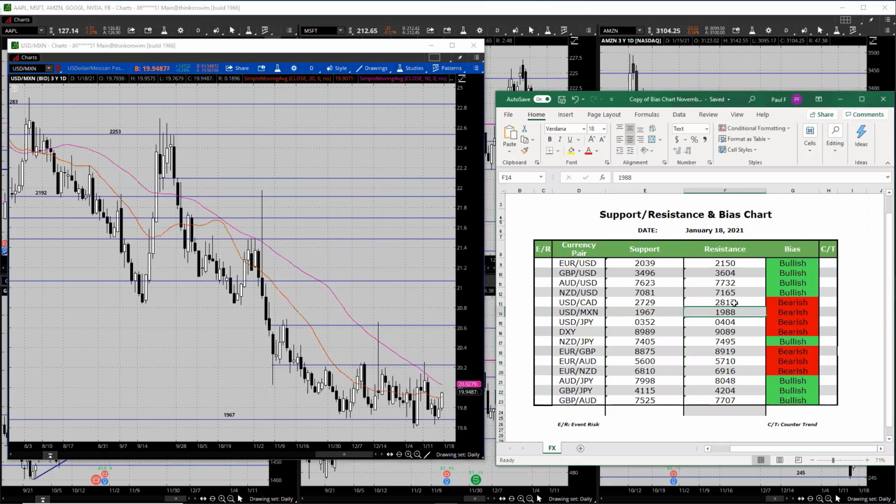This thing's been a dog anyway. I wouldn't trust it no matter what. It might, but the next level would be 2004. Support at this point would be 1988. And actually, immediate support, 1988 followed by 1984. If they make a dip back down, I don't think they're going to dip back down towards there. They've got the momentum going forward. But you know what your risk level would be, which would be 1984.